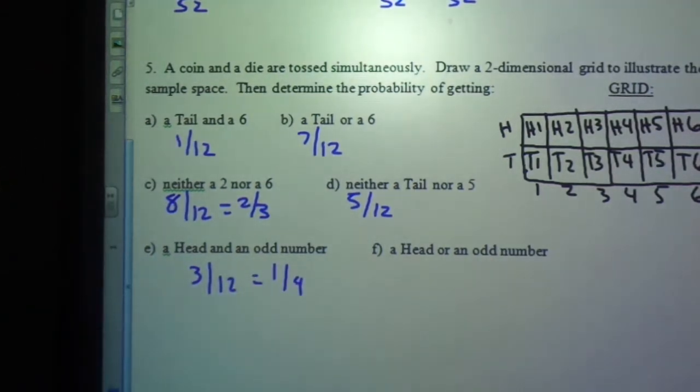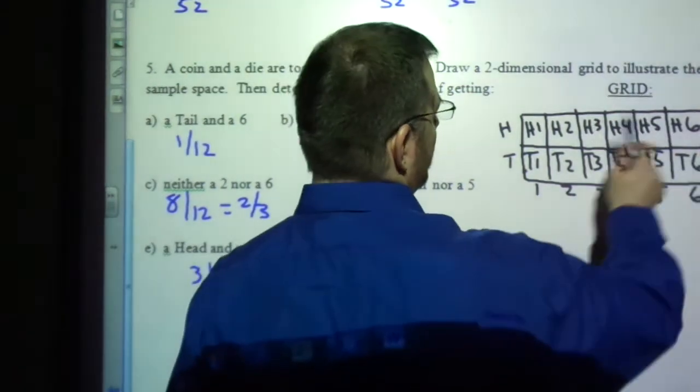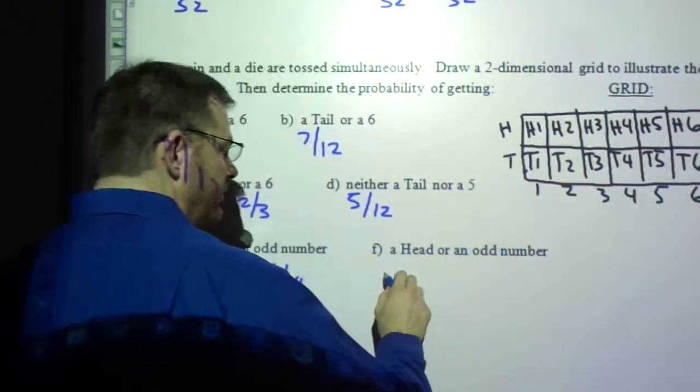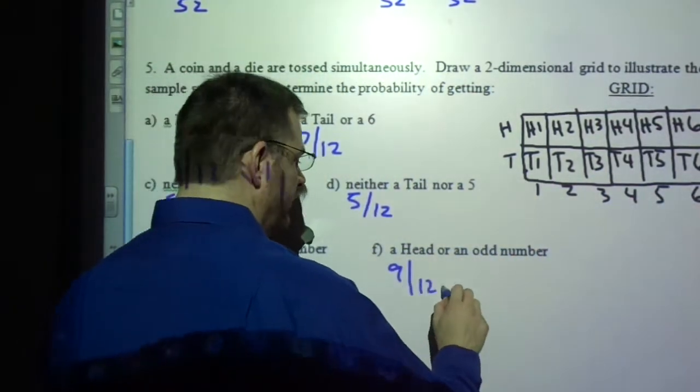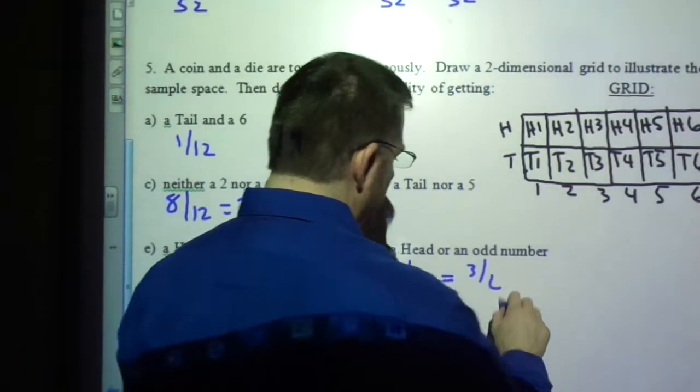Head or an odd number would be all the heads, plus another 1, 2, 3 more odd numbers. So that's 9 out of 12, which is 3/4.